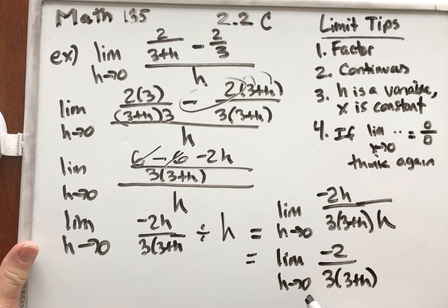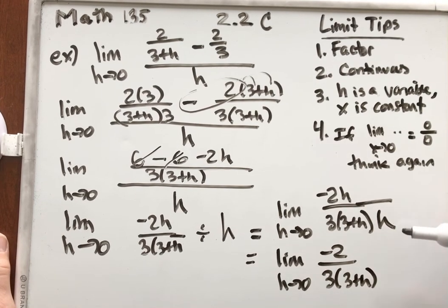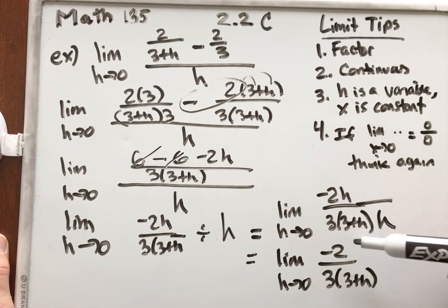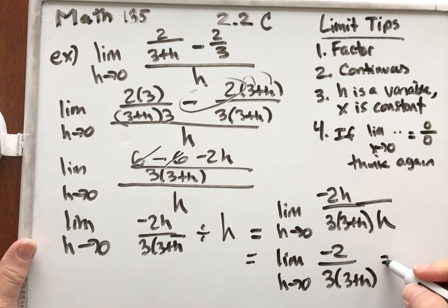Now h is approaching 0. We've factored, we've canceled, we've done as possible everything we could, and we're done right here. Now h is going to 0. So 3 plus 0 is 3. So our answer is going to be -2/9.